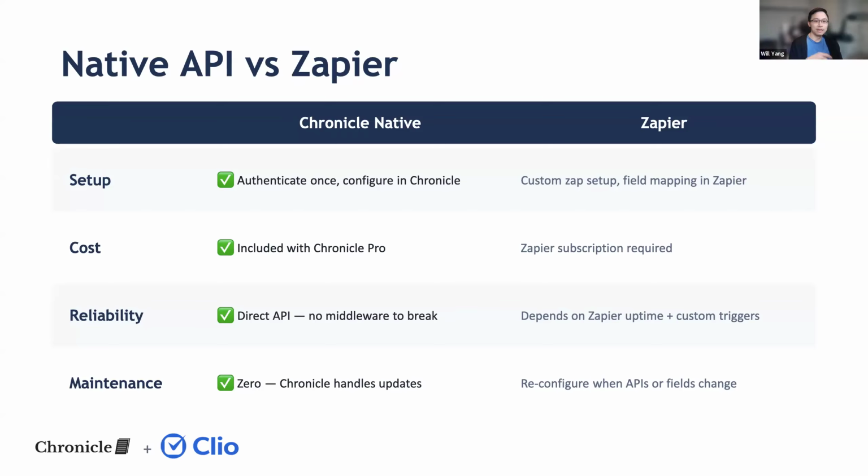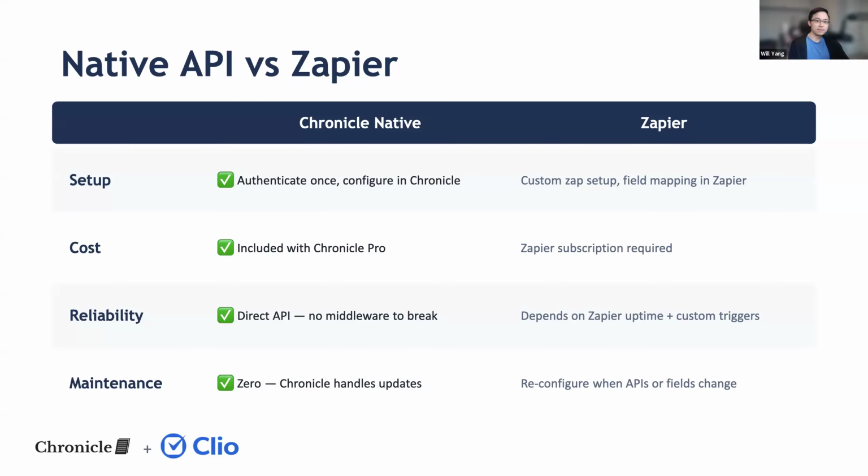So there's a direct API. There's no middleware to worry about breaking if Zapier ever had an outage or something like that. It's just Chronicle talking to Clio and Clio talking to Chronicle. And in general, we're going to maintain updates with this integration as well. As things are evolving with Clio, whether it's with their AI tooling and other respective features, we're in touch with the Clio team on that side as well.